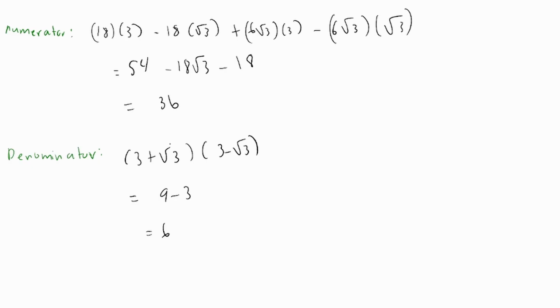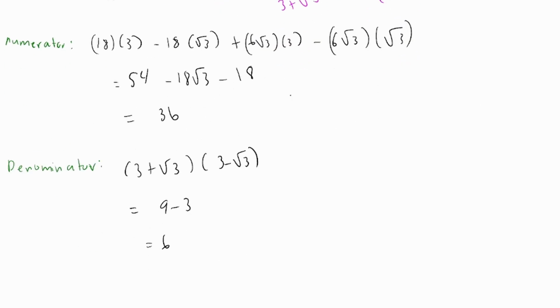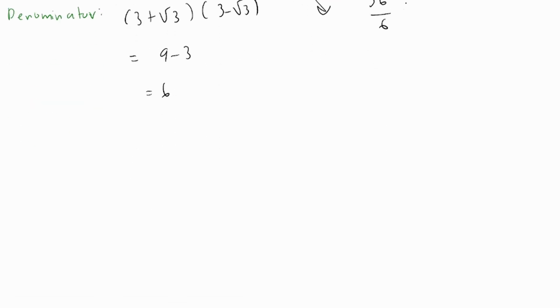Remember, we set our x equal to this, so this is the numerator and this is the denominator. On the right-hand side, we're getting 36 over 6. And remember, x is equal to this. So x is equal to 36 over 6, and then x is equal to 6.